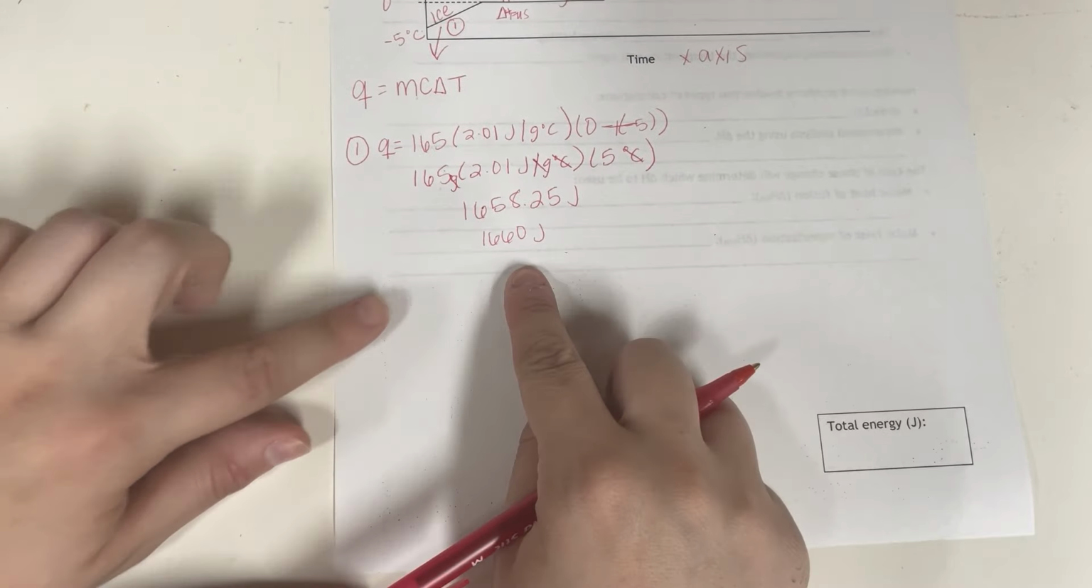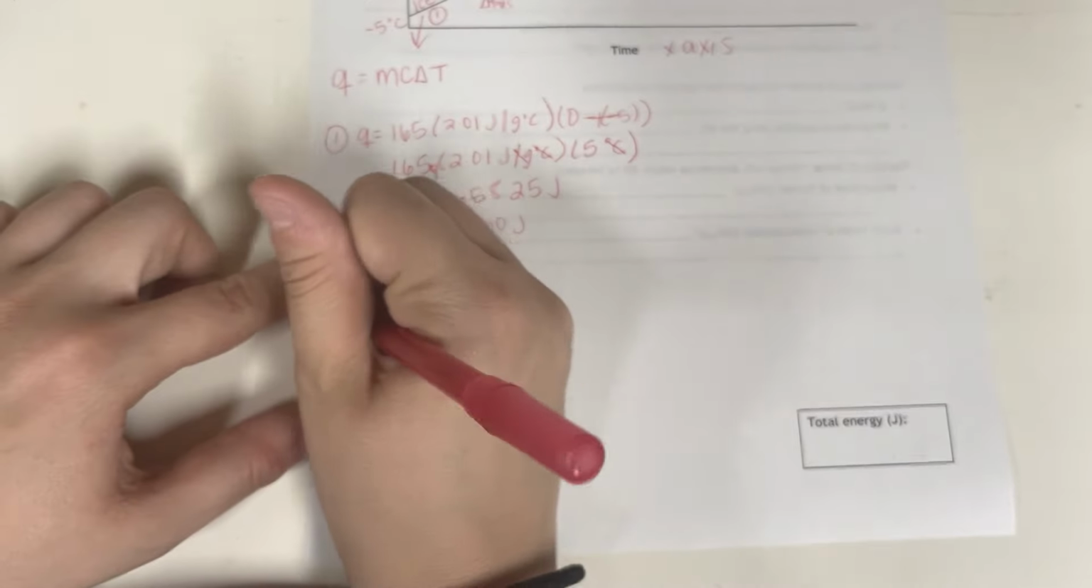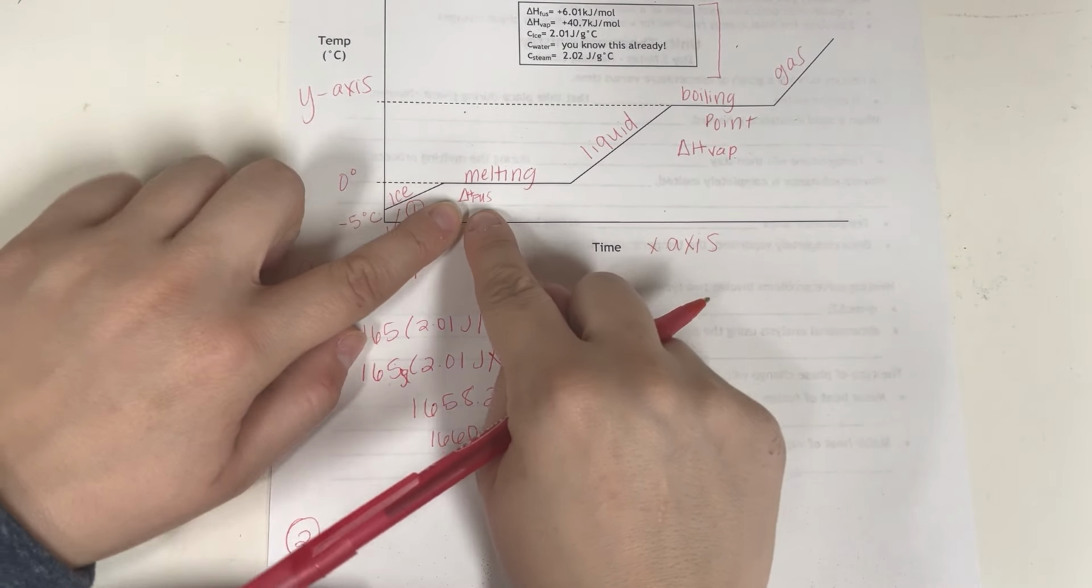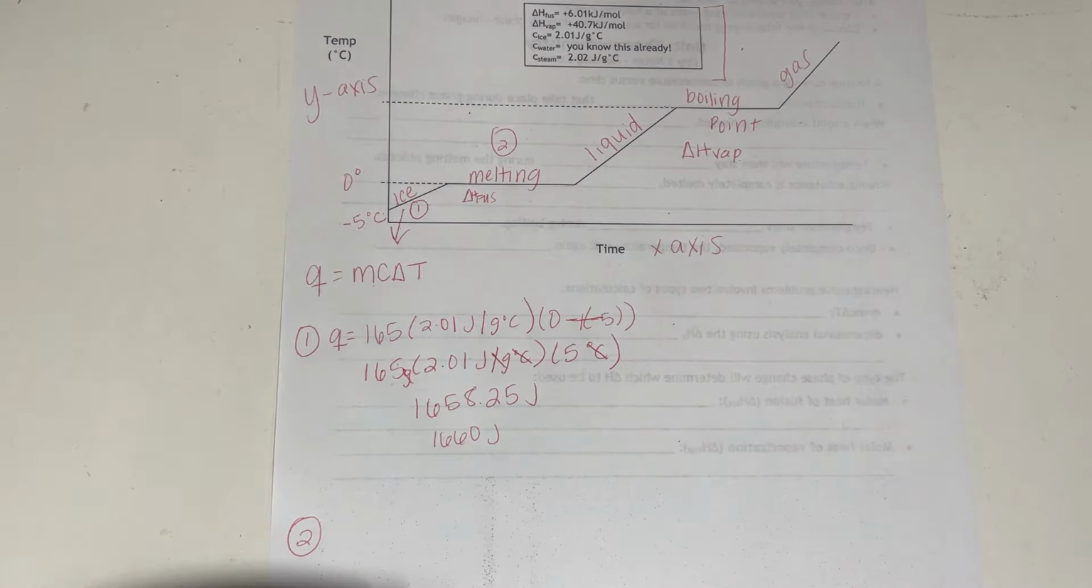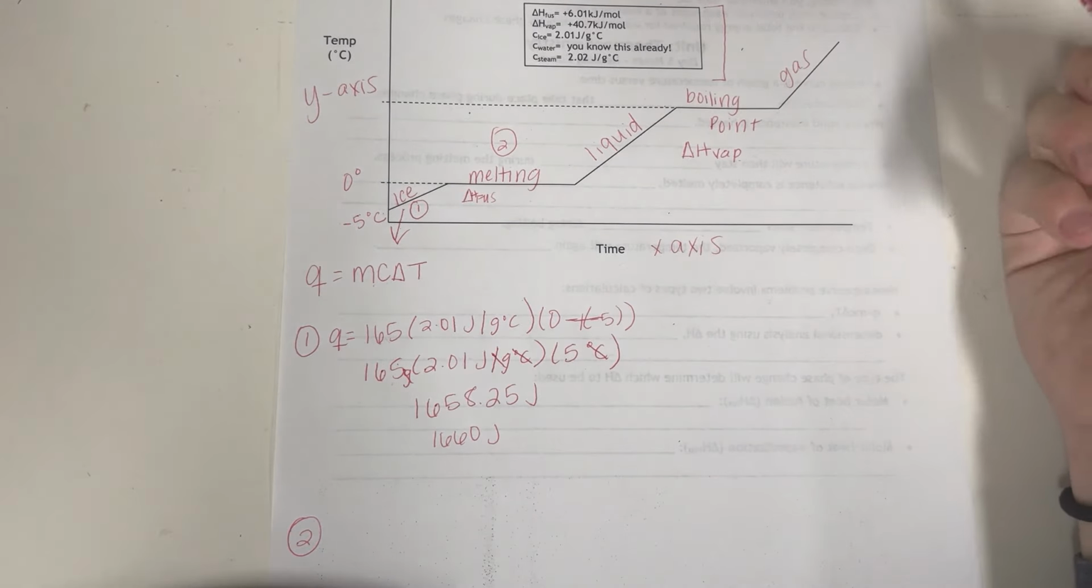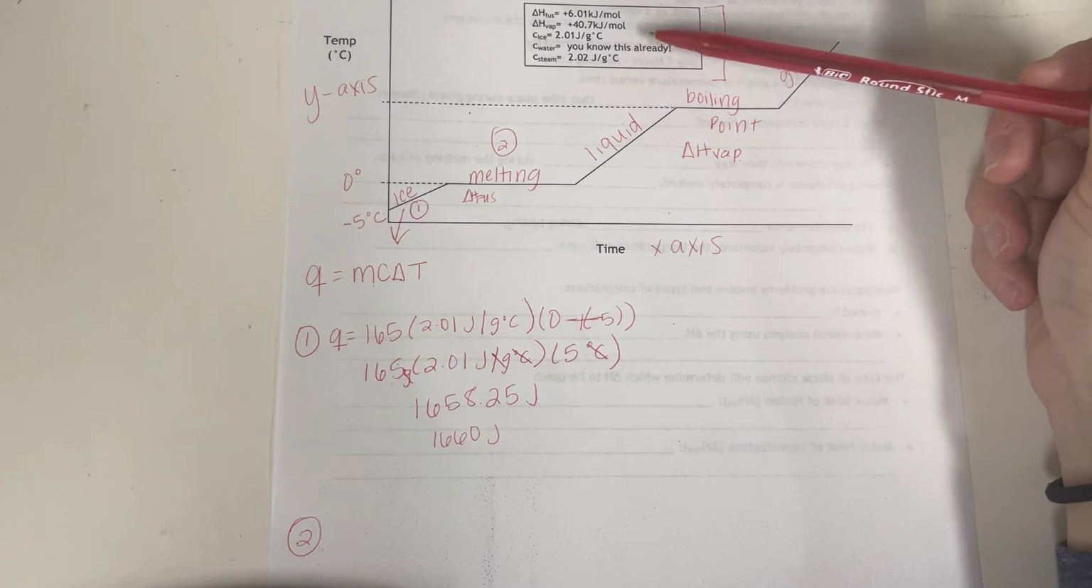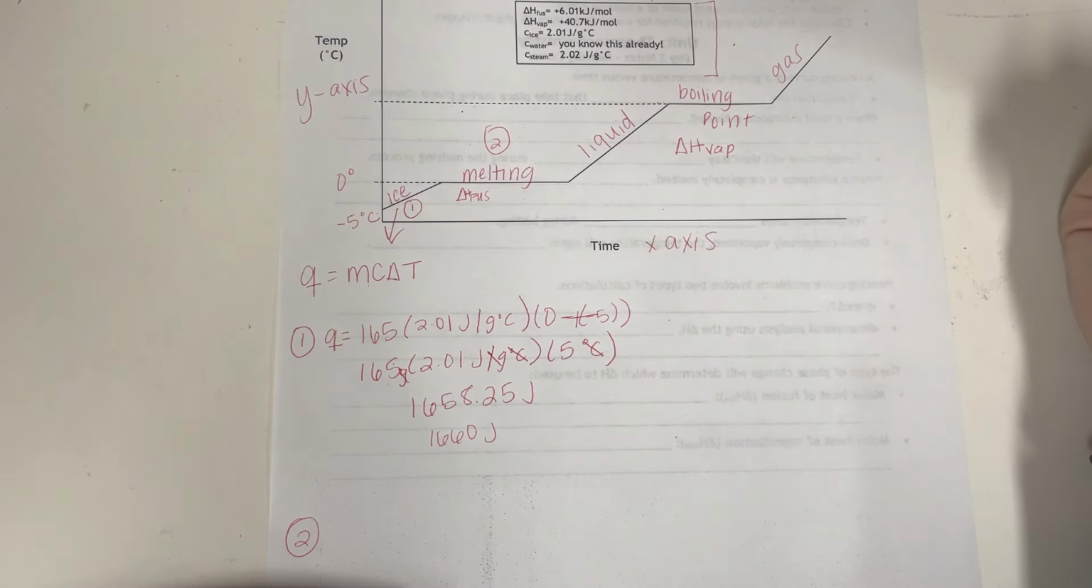Now we're done with that. We're going to do number 2. Number 2 is going to be our molar heat of fusion. So what you do here is you're going to take the information given to you and you're going to use your key to change it.